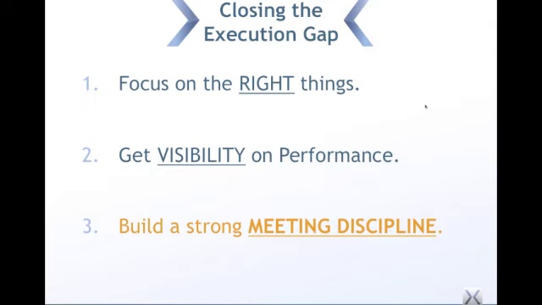The second one is getting visibility on performance. As soon as you get visibility, it increases the level of accountability that you have, and it also increases your ability to make good decisions about how to move forward with your strategy. And then the third one, our topic for today, is to build a strong meeting discipline.